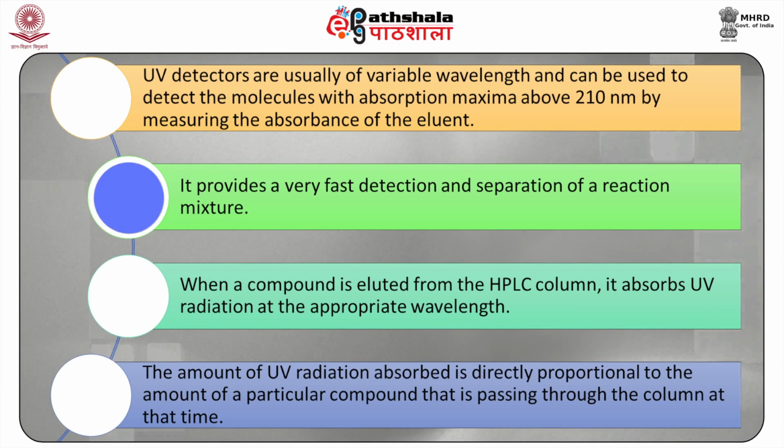Now, it provides a very fast detection and separation of a reaction mixture. When a compound is eluted from the HPLC column, it absorbs the particular UV radiation according to its chromophore present in the compound at an appropriate wavelength. Now, the amount of UV radiation absorbed is directly proportional to the amount of the particular compound that is passing through the column at that particular time. Now, this is a qualitative analysis of that particular compound using the HPLC technique.